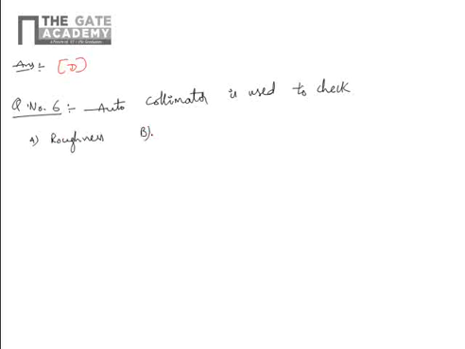Question number 6. Autocollimator is used to check: A, roughness, B, flatness, C, angle, D, automobile balance. So autocollimator is used to check angle.